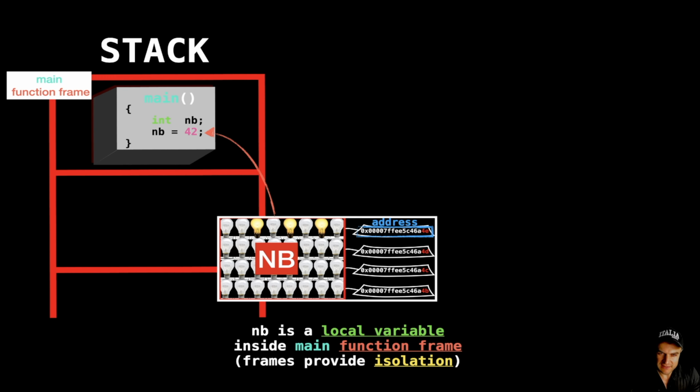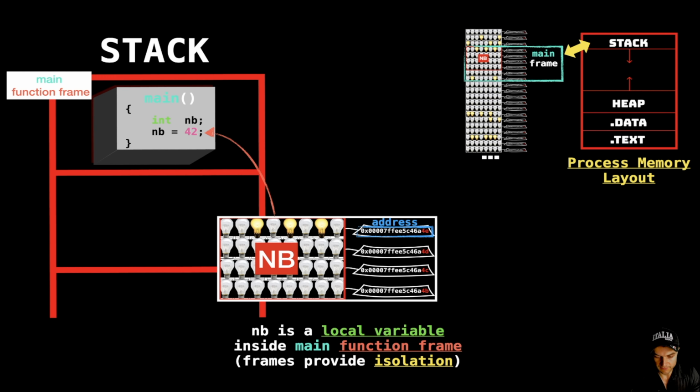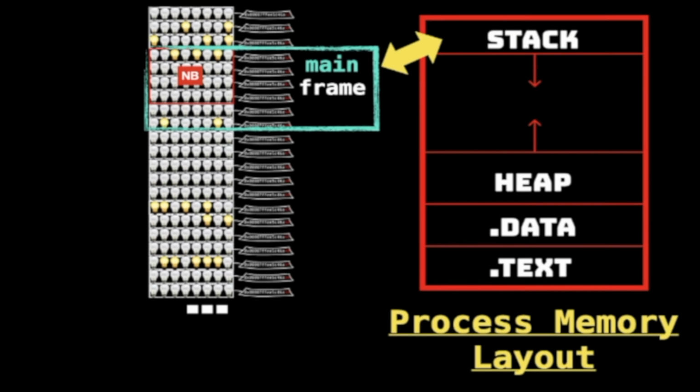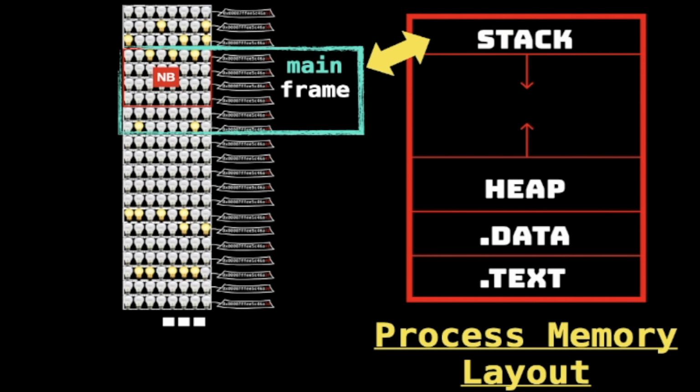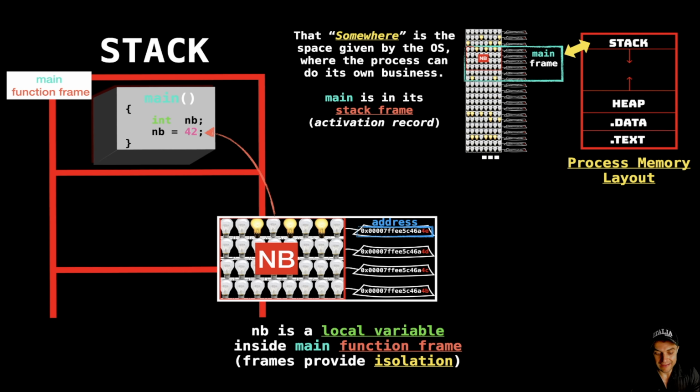Okay, let's zoom in a little bit so we can understand better. Here I have my stack. And inside my stack, I have this frame in which my main function lives. And inside this frame, I have some bits which are turned on and off. So that somewhere in memory is the space given by the operating system where the process can do its own business. Of course, now we are inside the main function frame because we are inside that function. Now, you see that the variable NB has a specific address, right?